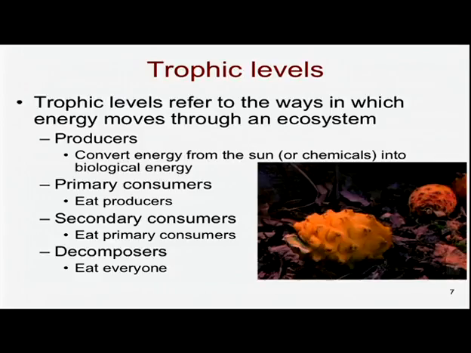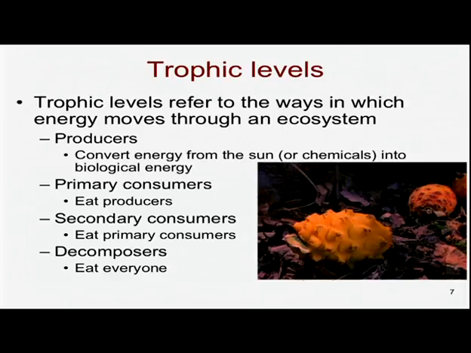The last one that doesn't really fit in the chain anywhere, but is definitely a very important part of the ecosystem, are the decomposers. They eat the detritus matter. Detritus just means dead stuff. They eat everybody after they're dead. That would be the fungi and the bacteria and some parasitic worms. Those guys don't really fit in our food chain. They'll eat the producer once it's dead.